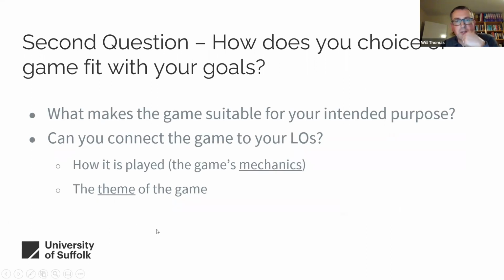The second question that I would suggest that we need to think about is how our choice of game fits with the goals that we've set ourselves. So we've been clear about what we're trying to achieve, what we want students to take away from their learning, and now is to think about the relationship with the game, and thinking about what makes that game suitable for its intended purpose, and how we connect the game to learning outcomes. And that's a sort of theme that I think needs to flow through the thinking about these sessions, is making that connection between the game and the learning outcomes.